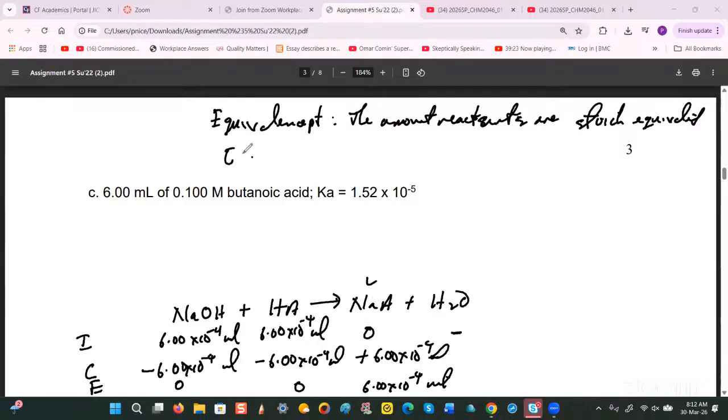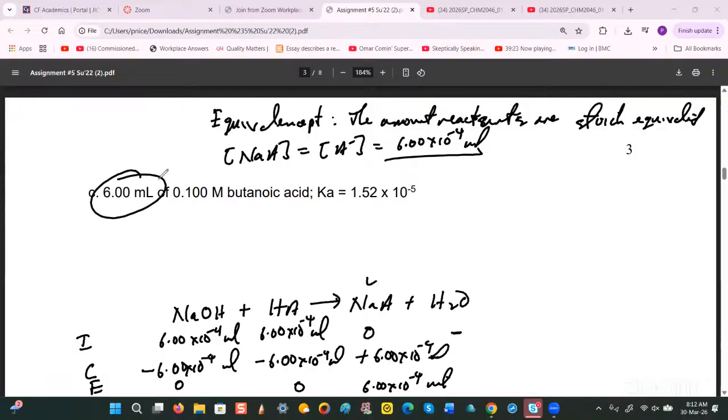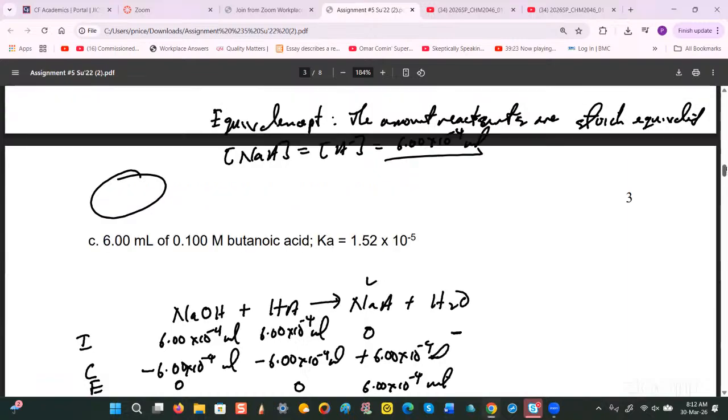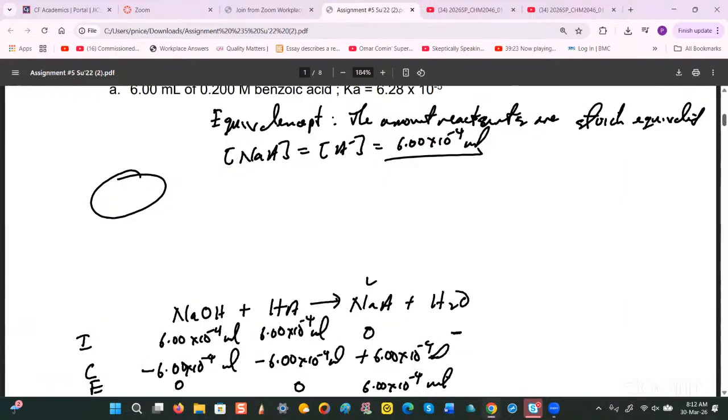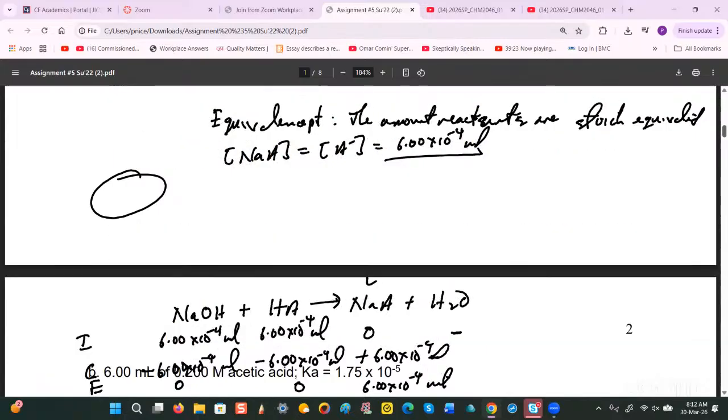So the concentration of NaA, which by the way would be the same thing as the concentration of A minus, is equal to the moles of NaA, which is 6.00 times 10 to the minus 4 moles, divided by the volume. Now, what's the volume? The volume would be the total of the 6 mils of the butanoic acid, and if I remember correctly, the 12 mils of the sodium hydroxide, right? In fact, let me just confirm that to be the case. I don't want to make any wrong assumptions. Right, 12 mils, okay.